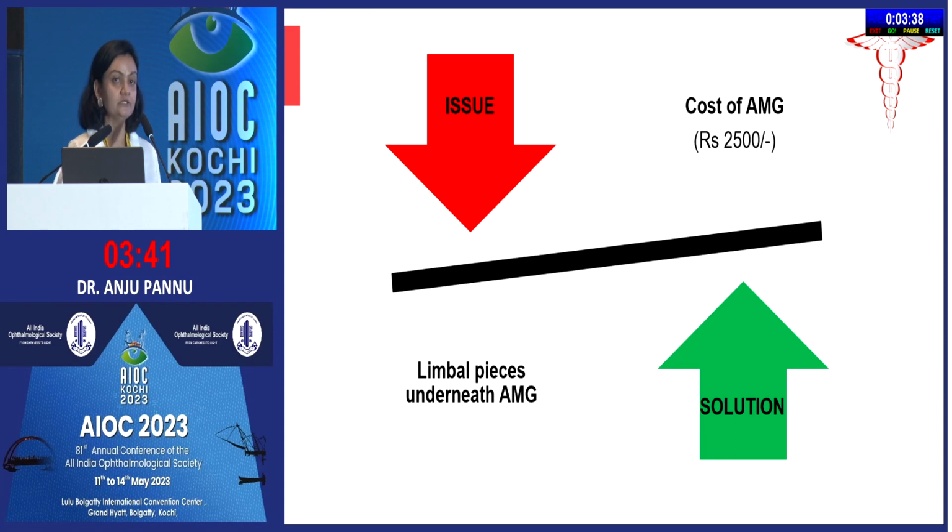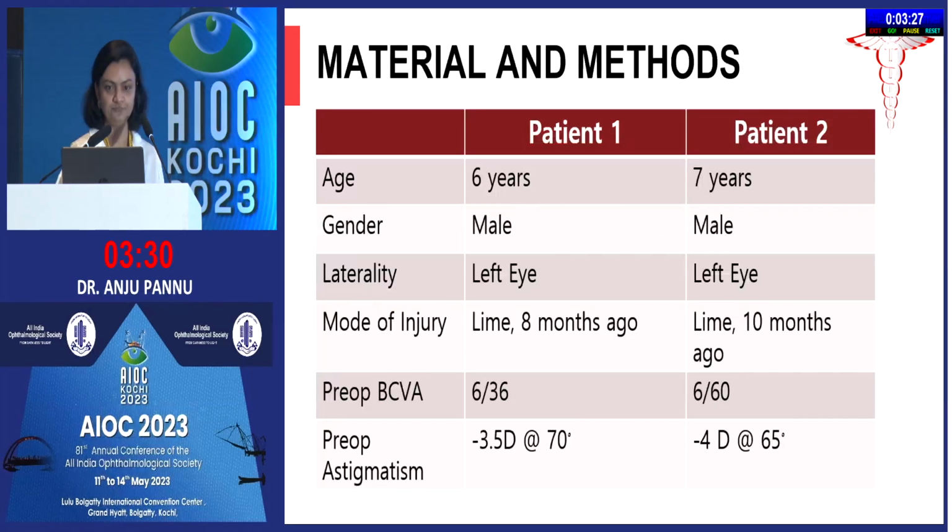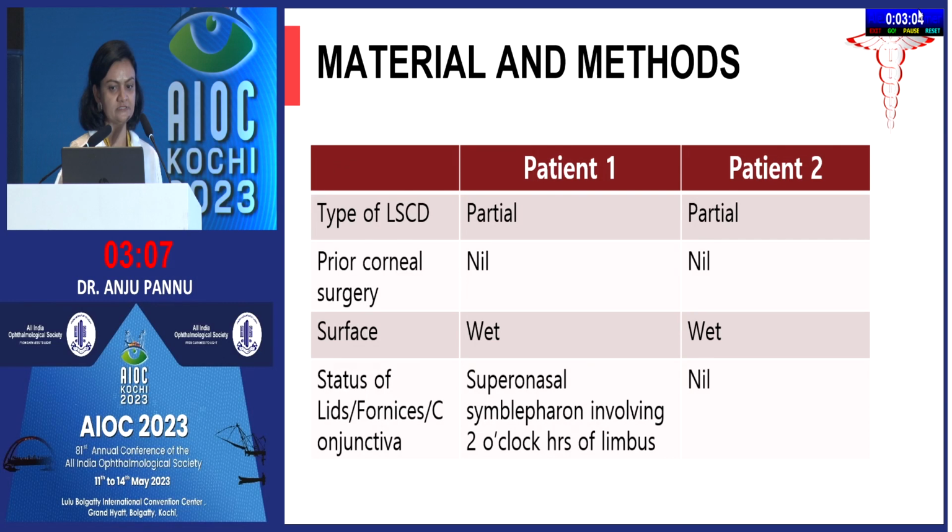So the surgeon who has done this innovative technique thought, why not place the limbal tissues directly over the raw cornea and then place the AMG so that they are not displaced and there is no increase in the price. This technique was used in 2 pediatric patients. Both were males involving the left eye because of lime injury. The pre-op BCVA in the first patient was 6/36 with astigmatism of minus 3.5 diopters at 70 degrees, and the second patient had a pre-op BCVA of 6/60 with pre-op astigmatism of minus 4 diopters at 65. Both patients had partial limbal stem cell deficiency with no previous corneal surgery and a wet surface, but patient 1 also had an additional symblepharon.